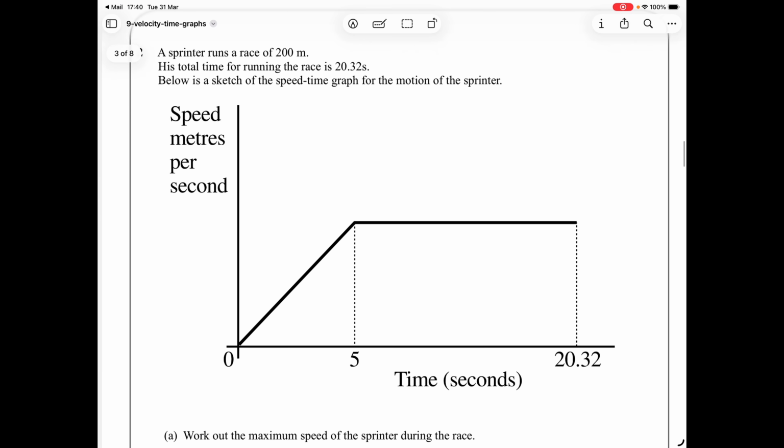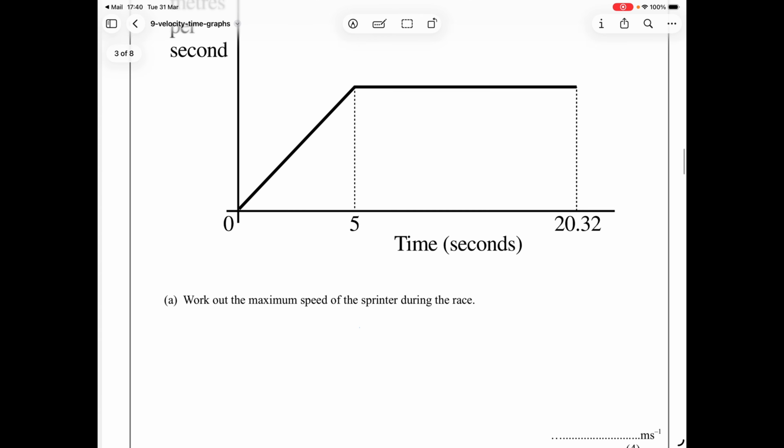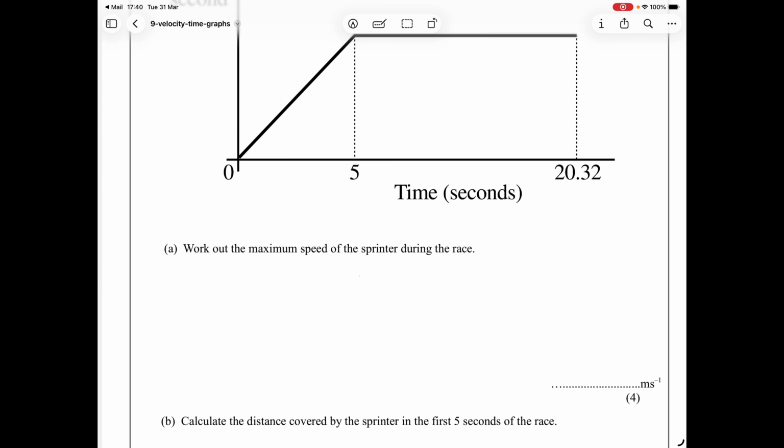Next. Okay, a sprinter runs a race of 200 metres. His total time in the race is 20.32, and below is a sketch of the speed time graph for the motion of the sprinter. It would be relatively easy to find, without doing much work, what his speed was overall. His mean speed would be 200 over 20.3, so it would be about 10. But we're trying to work out, firstly, the maximum speed of the sprinter during this race. We only know that the total distance covered is 200.